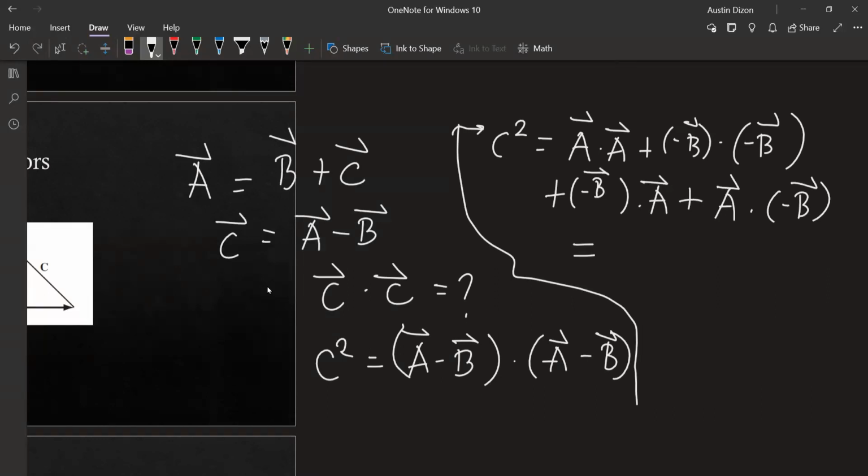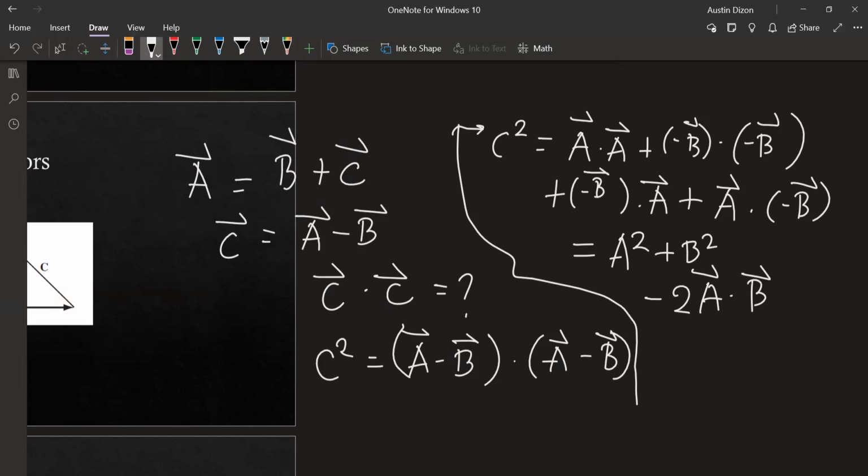And then, simplify lang natin mga bagay-bagay. Alam natin A dot A is just A squared. B dot B is just B squared. Tapos negative times negative is positive. So, positive. And then, dot product is commutative. So, this is just minus 2A dotted with B. What is A dotted with B?